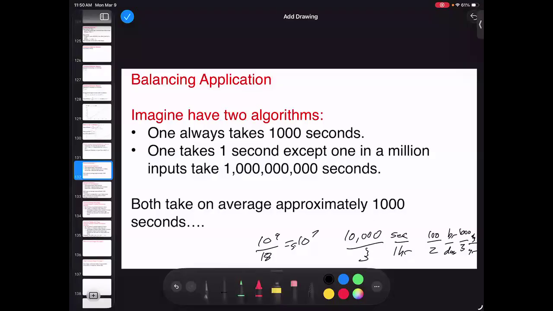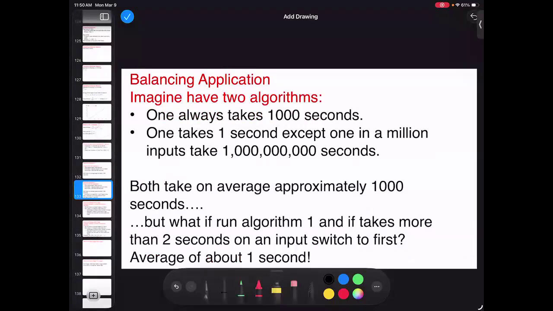But like most things in life, it doesn't have to be an either or. So what if I run algorithm 2, and if it takes more than 2 seconds, I know it's in one of the really bad cases, and then I switch to algorithm 1? So I can switch between the 2 different strategies. I start with algorithm 2 because most of the time it's going to just be 1 second.